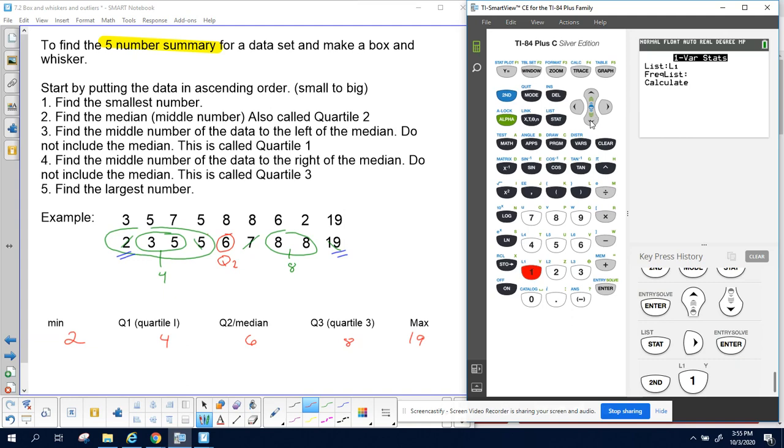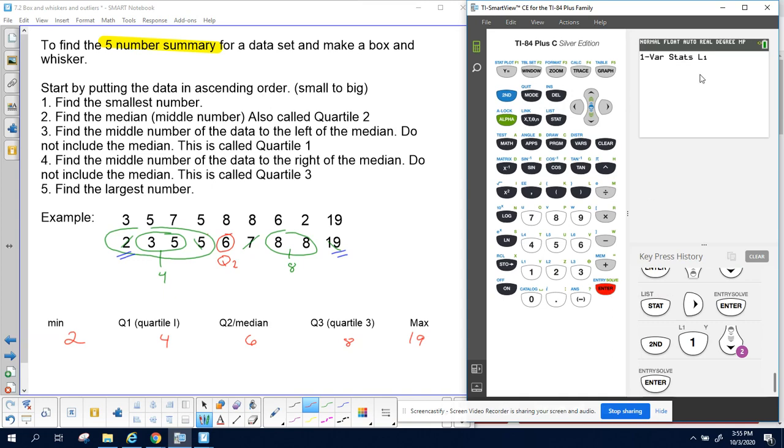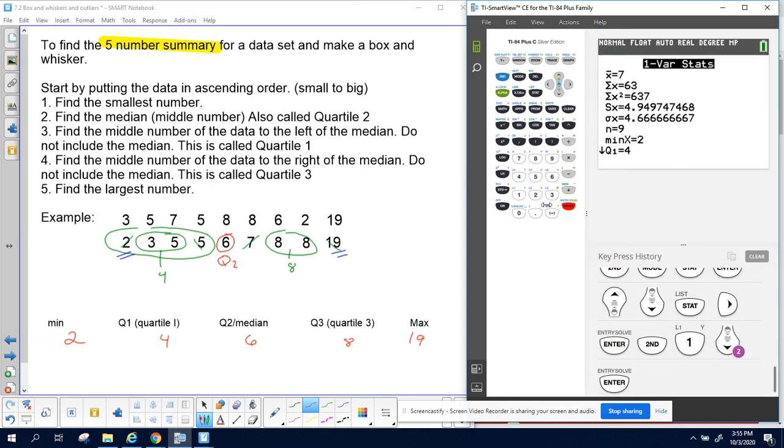Arrow down or push enter 3 times, and your calculator will give you all this information. If you know that the data set is a sample, you're going to use x-bar is 7 for the mean, sample standard deviation 4.95 if you round to 2 decimal places. Or if you think that it's a population, remember you would change that to mu is 7, and you would use this standard deviation, lowercase sigma.